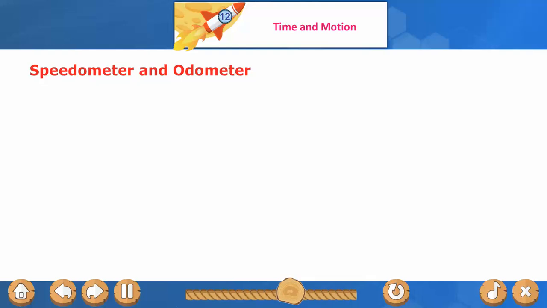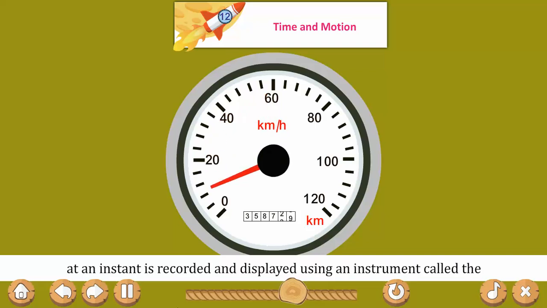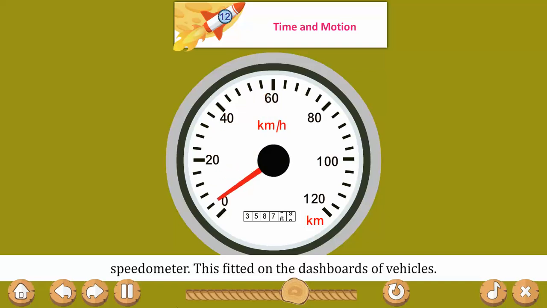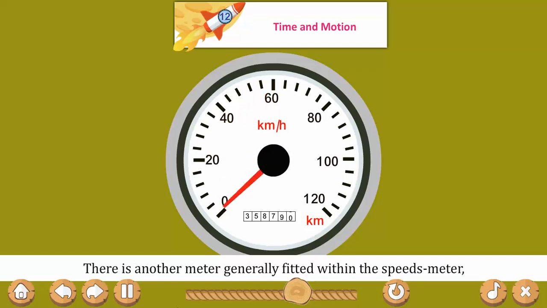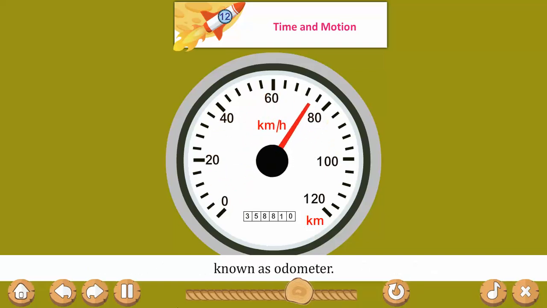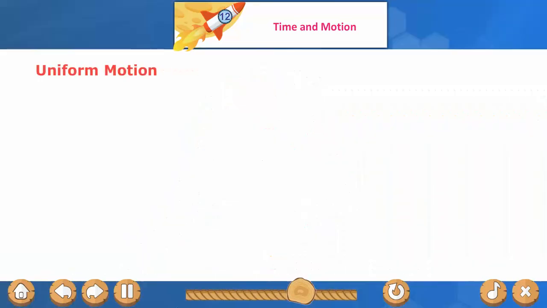Speedometer and odometer. The speed of moving vehicles, cars, motorcycles, scooters, buses, etc. at an instant is recorded and displayed using an instrument called the speedometer. This is fitted on the dashboards of vehicles. This gives the speed of moving vehicles in kilometer per hour. There is another meter generally fitted within the speedometer known as the odometer. It is used to record the distance travelled by the vehicle in kilometer.